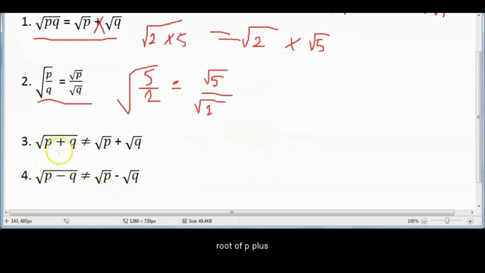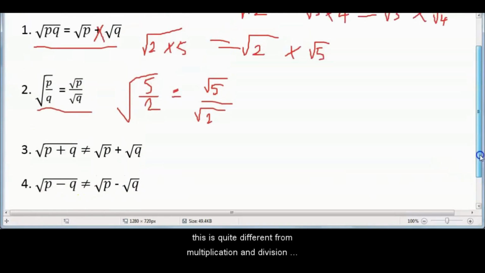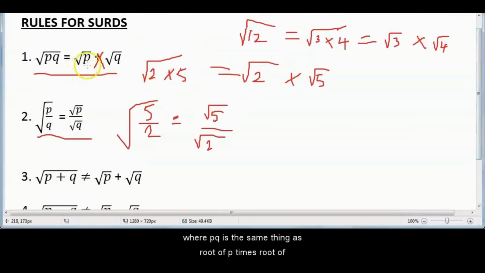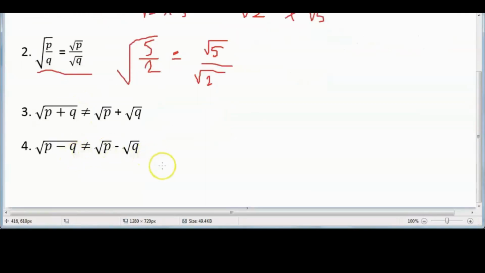Root of P plus Q is not equal to root of P plus root of Q. Similarly, root of P minus Q is not equal to root of P minus root of Q. This is quite different from multiplication and division, where root of PQ is the same thing as root of P times root of Q, and root of P over Q is the same thing as root of P over root of Q. They are quite different.